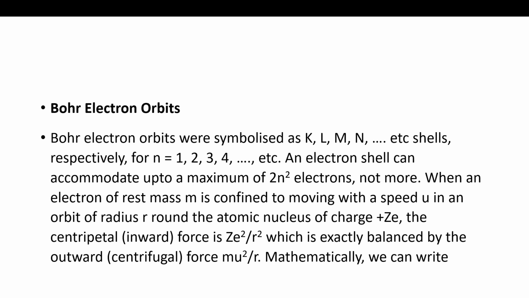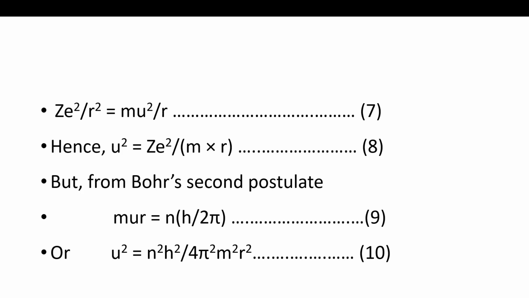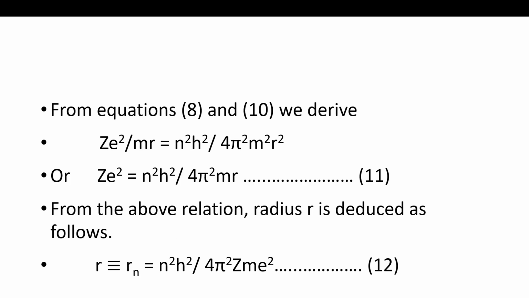Mathematically, we can write Ze squared over r squared equals mu squared over r. Hence, from Bohr's second postulate, mur equals nh upon 2 pi. By substitution, we get u squared m squared equals n squared h squared upon 4 pi squared r squared. From these equations, we can derive the expression for radius, rn equals n squared h squared upon 4 pi squared m Ze squared. Note that this is the classical expression, not the quantum mechanical.